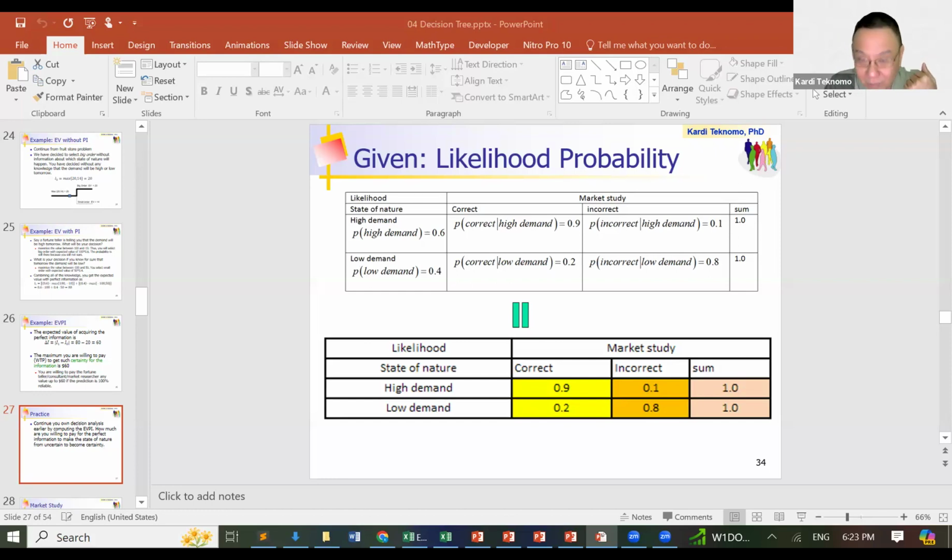And the one in yellow here is also given. Of course, because the two of them must sum to 1, this is just 1 minus the yellow one, right? So what is the meaning of 0.8 here? This is the probability of low demand. Given this is low demand, what is the probability that this study is incorrect?